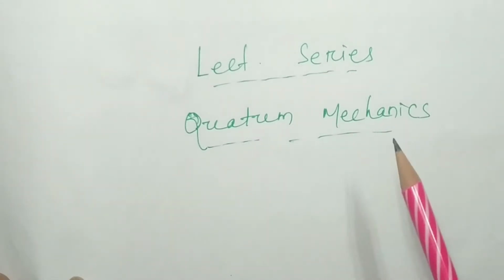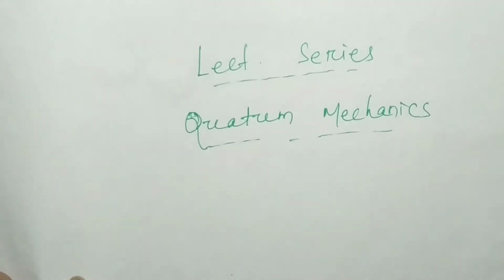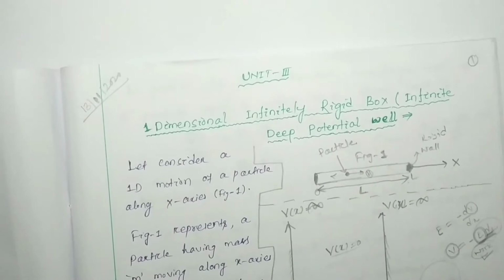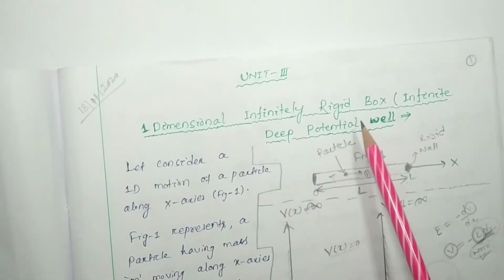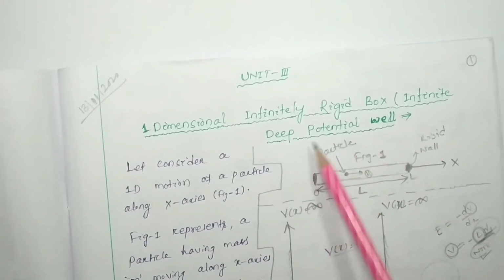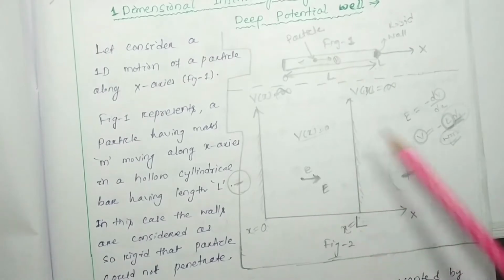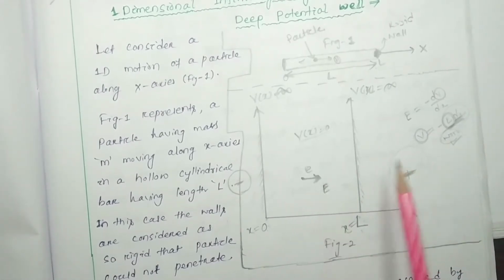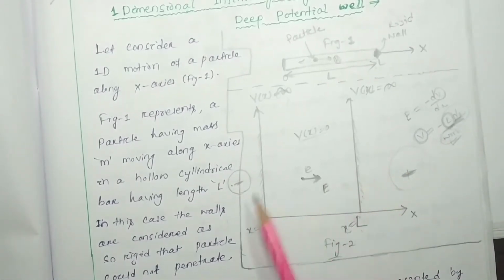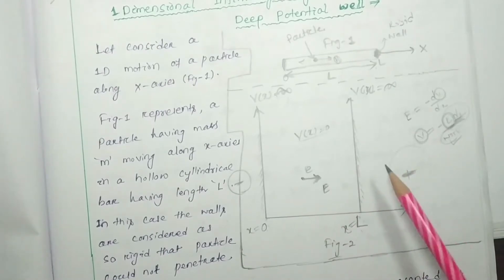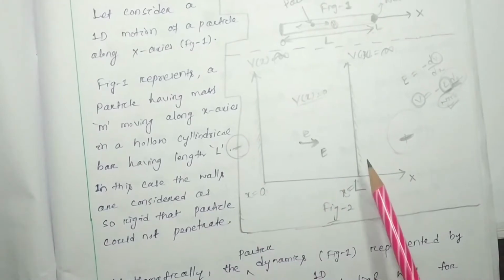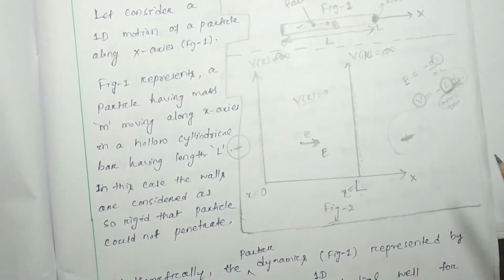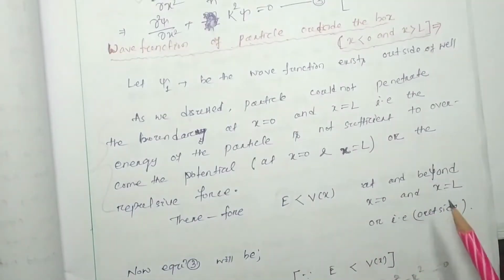In our last two classes we have been discussing the topic of the one-dimensional infinitely rigid box, or infinitely deep potential well. From our discussion we found that outside the box the particle does not exist. That means the wave function beyond x equal to 0 or beyond x equal to L will be 0. That we found from our discussion.